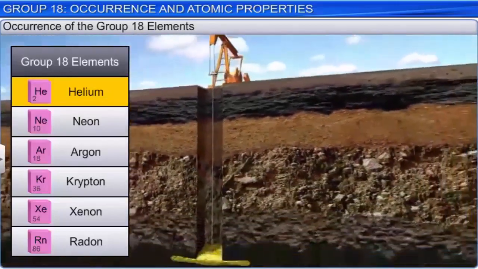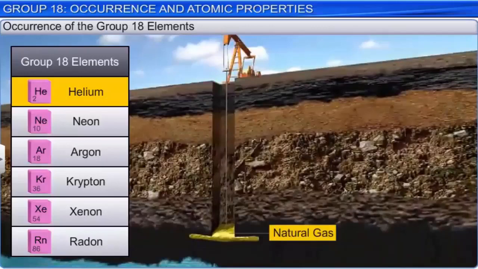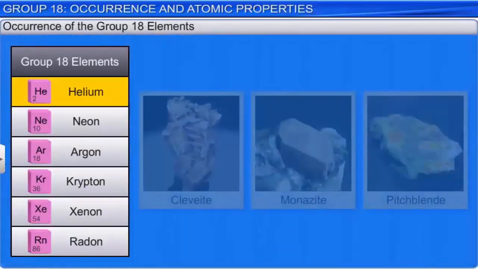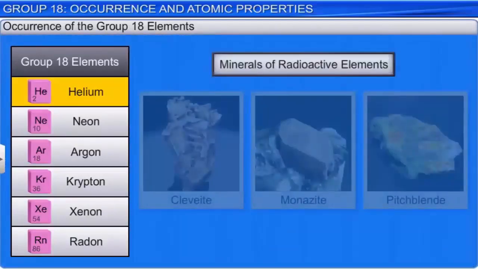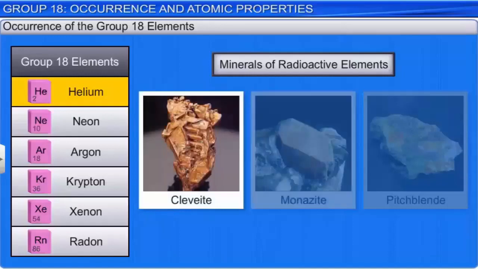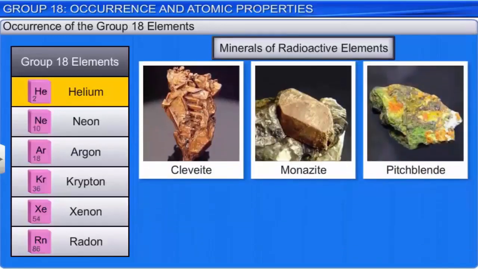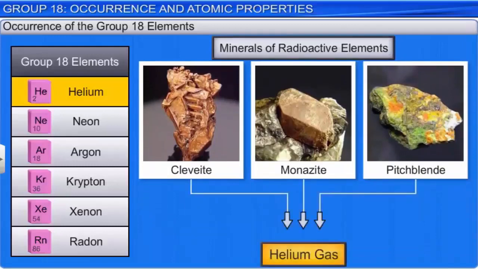Natural gas deposits are the most important commercial and economical source of helium. Helium is also found in the minerals of radioactive elements, uranium and thorium, such as clevite, monazite and pitchblende. These minerals give off helium gas on being chemically treated.